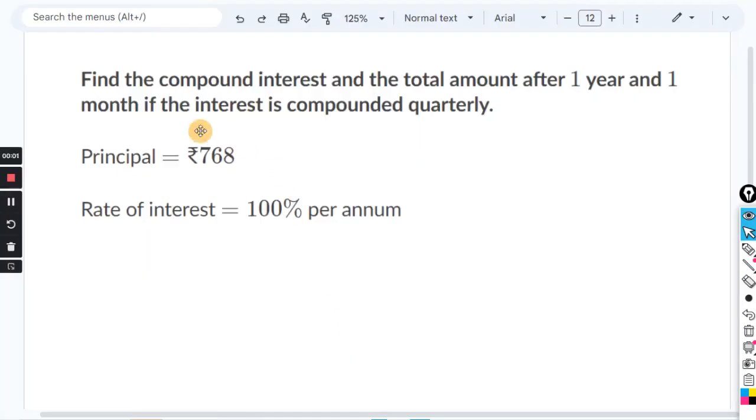All right, last one. Find the compound interest and the total amount after 1 year and 1 month if the interest is compounded quarterly. Okay, this is a tricky question, and I got this wrong at first, but I'll show you what I did wrong and how to do it correctly.